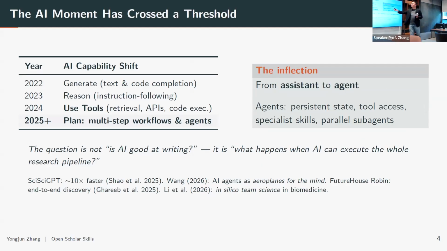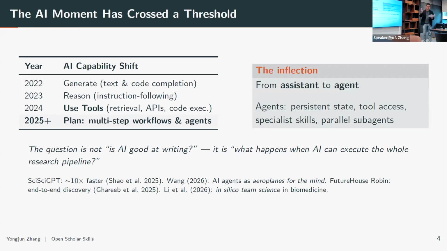So here in 2022, ChatGPT, AI can generate text and code. 2023, instruction following. 2024, AI can use tools. That's the key difference. So AI can query a database, write code. And in 2025, multi-step workflow agents.